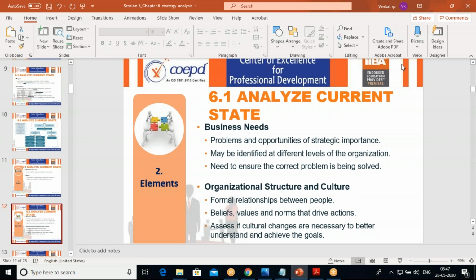These 8 elements are business needs, organization structure and culture, capabilities and processes, technology and infrastructure, policies, business architecture, internal assets, and external influencers. Now let us try to understand the business needs. Business needs are the problems and opportunities of strategic importance. Why do we have to go from the current state to the future state? Because there is some need, and because of it we need to go there.